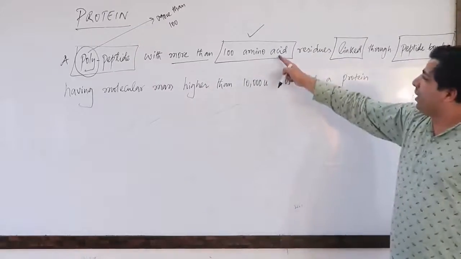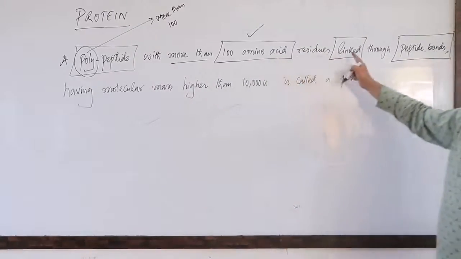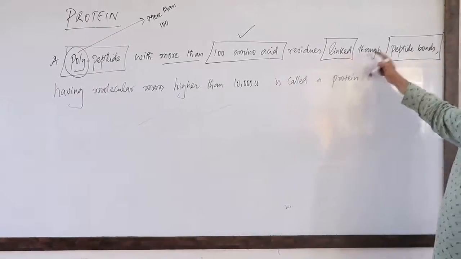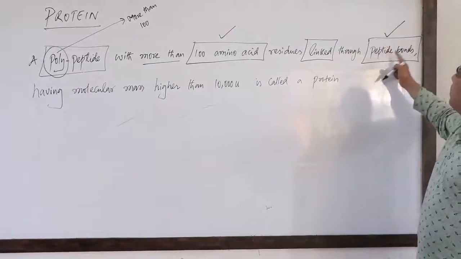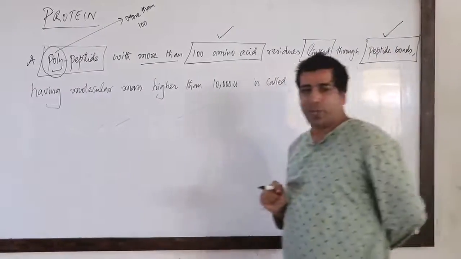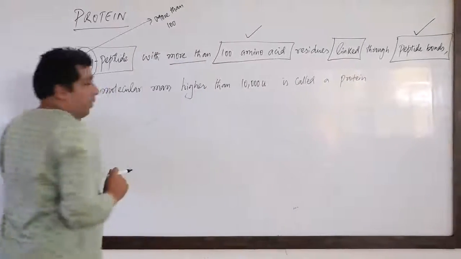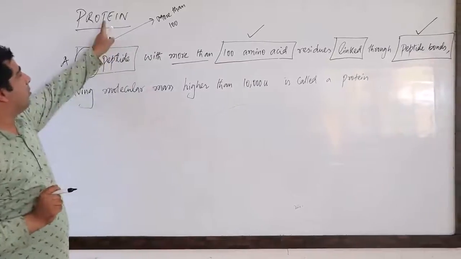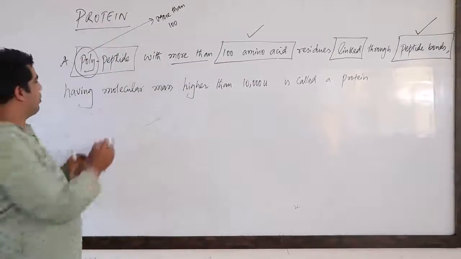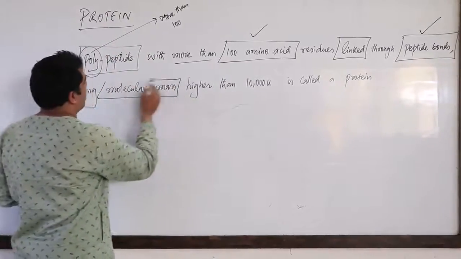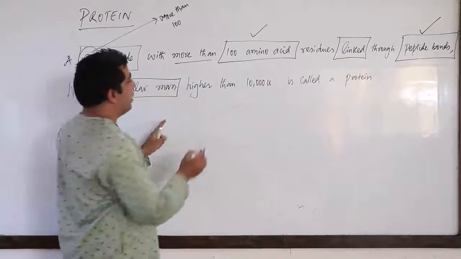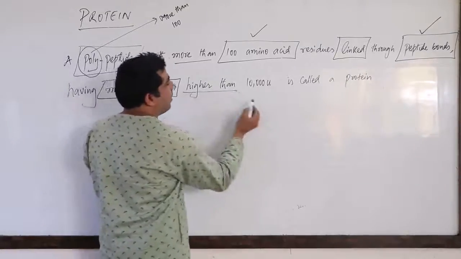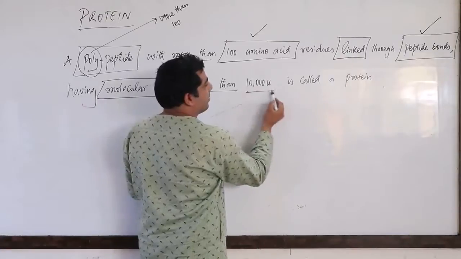And these amino acid residues are linked through which bond? There should be a peptide bond between them. Okay? And one more thing, having molecular mass: the molecular mass of protein, how much should it be? It should be higher than 10,000 units.